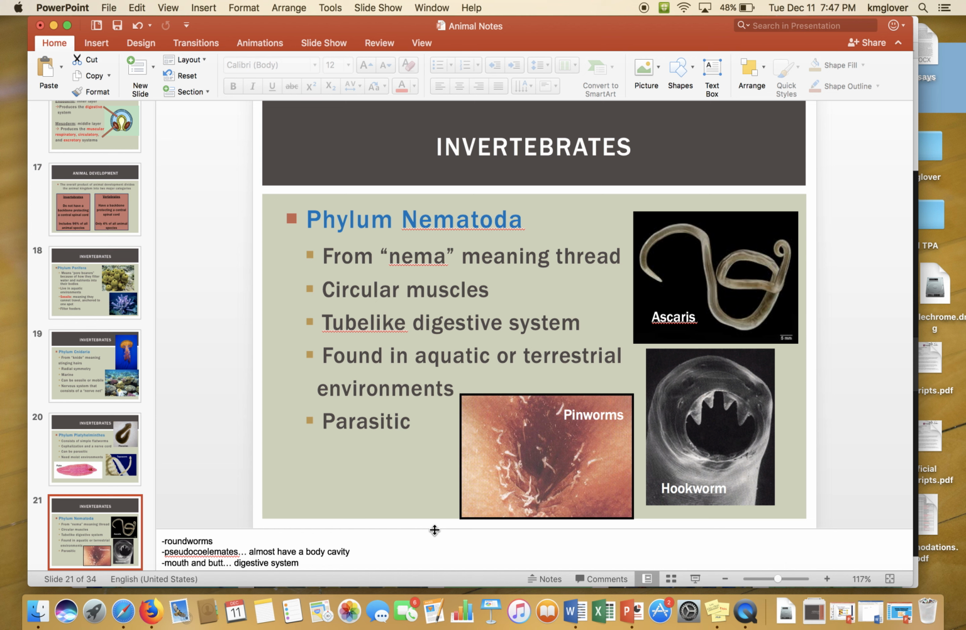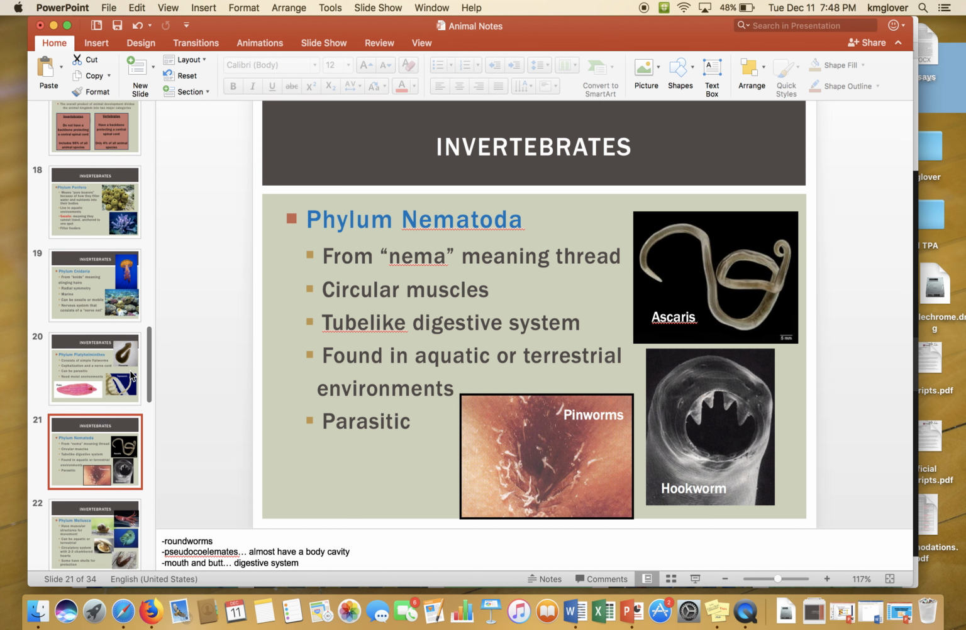They have a digestive system. All right. They are found in aquatic or terrestrial environments, and they are also usually parasites. So an example is a hookworm, a pinworm, and an ascaris. And again, I just want to show you pictures. Don't worry too much about them. I'm just trying to describe some things I've talked about earlier in the lecture.